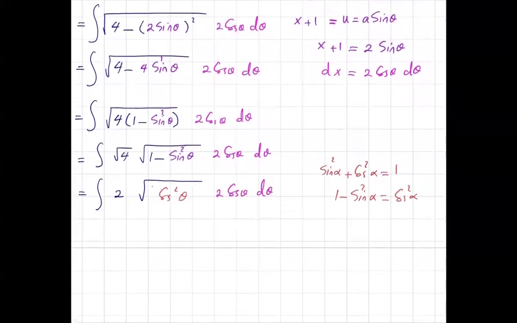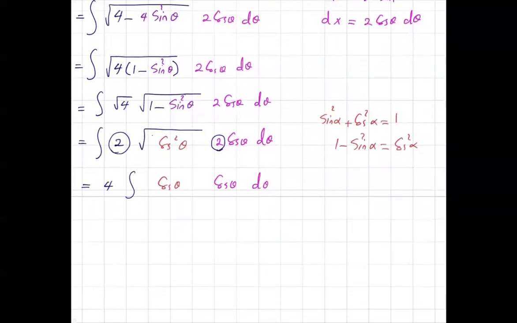In terms, it is equal to, you have 2 and another 2, you get 4 times the integral of square root of cosine squared. This is just cosine itself. So you end up with cosine theta, and you have another cosine. Just copy this guy down. And then when you multiply cosine by cosine, you get cosine squared. So you have 4 integral of cosine squared of theta d theta.